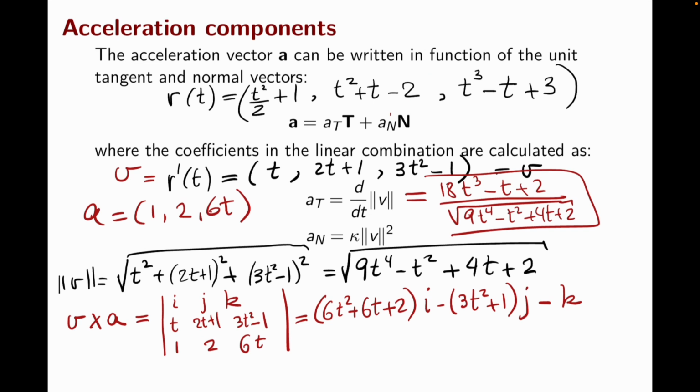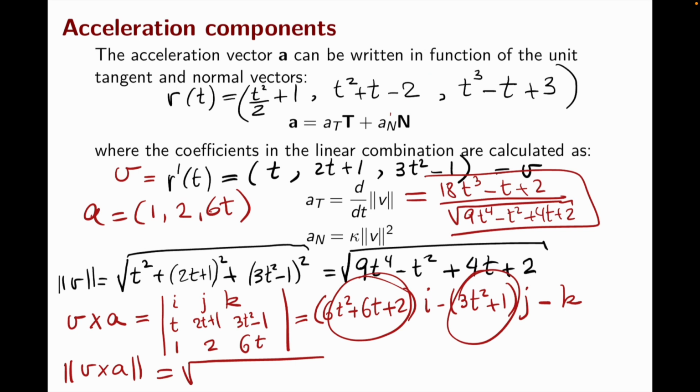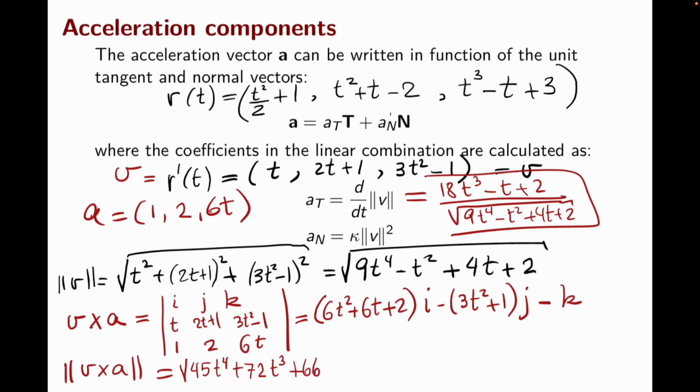So this is the cross product, and then we need to calculate the norm of this cross product. So the norm of this vector is going to be the square root of, and we do this square plus 1 squared. So the result is this to the fourth power plus 72t cubed plus 66t squared plus 24t plus 6. Okay, so this is the absolute value of the cross product.